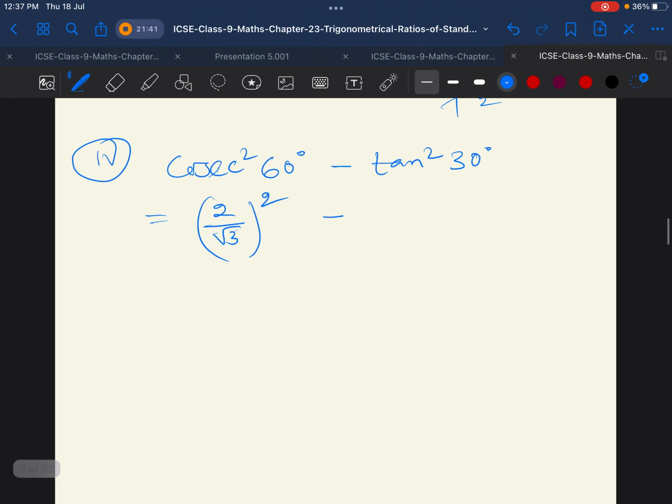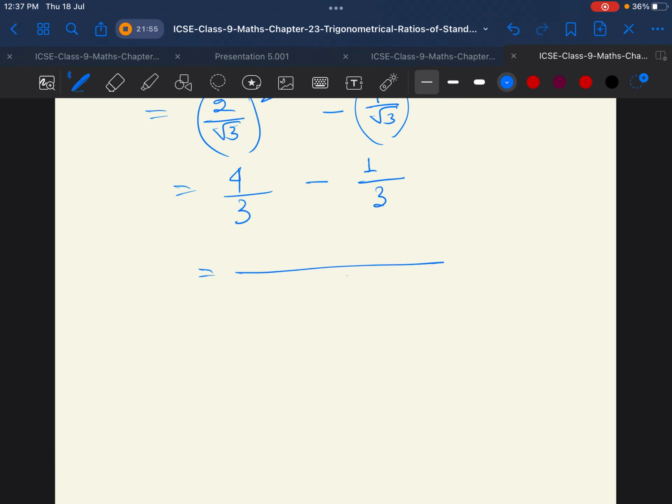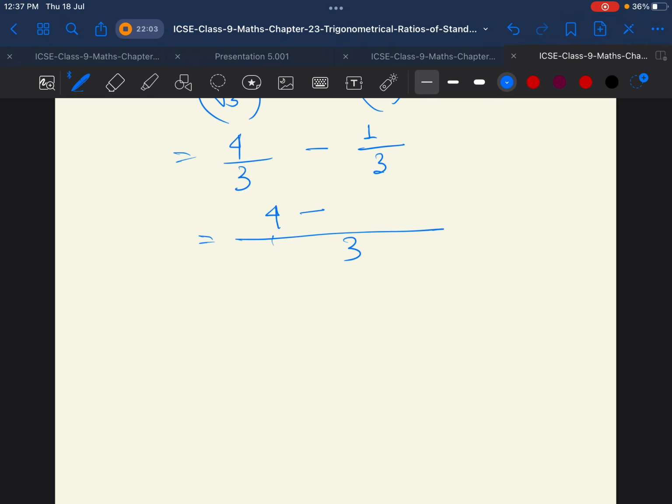So 1 by root 3 whole square. So 2 square is 4, root 3 square is 3, minus 1 square is 1, root 3 square is 3. Here LCM is 3. So 3 by 3 is 1. So 4 1s are 4 minus 3 by 3 is 1, 1 into 1 is 1. So this is 3 by 3. This will be 1.